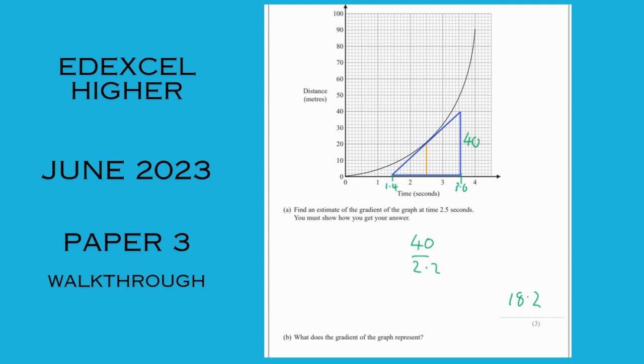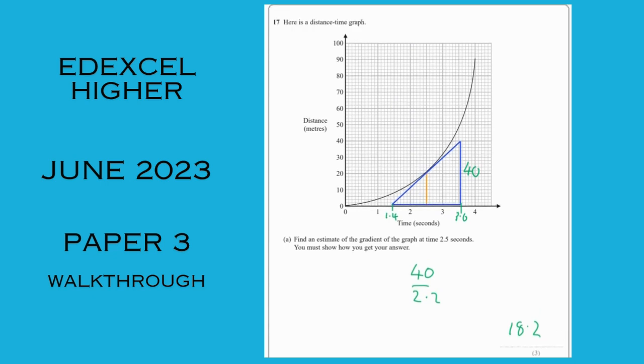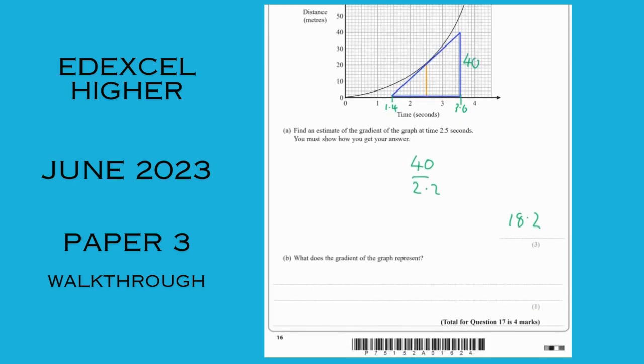What does the gradient represent? Well, as you can see, if you're doing distance against time, as a distance-time graph gets steeper, it means it's covering more distance. It's covering a greater distance in the same amount of time. So what does the gradient mean? It represents the speed.